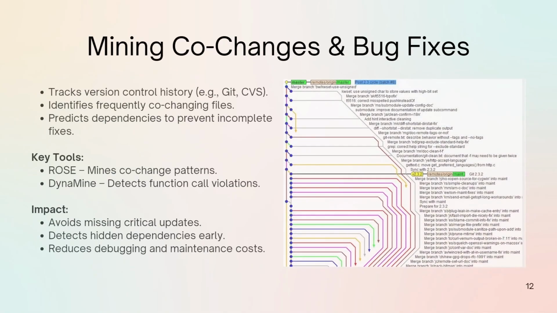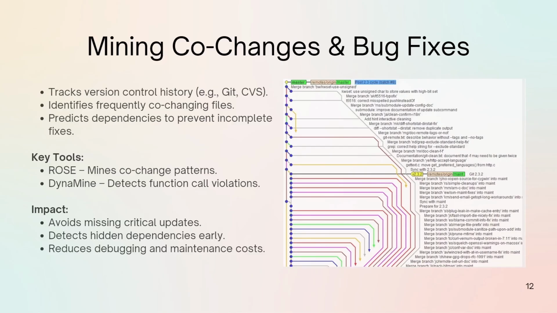Software projects often involve multiple interdependent components where modifying one file may require changes in others. Code change mining is a technique that analyzes historical version control logs to predict which files are likely to change together. This is particularly useful in large scale projects where missing a dependent change can introduce new bugs or regressions. For example, consider a scenario where a developer updates a function that interacts with a database but forgets to modify the corresponding data validation logic in another module. Code change mining can identify this pattern based on historical commits and suggest related modifications to avoid incomplete fixes.